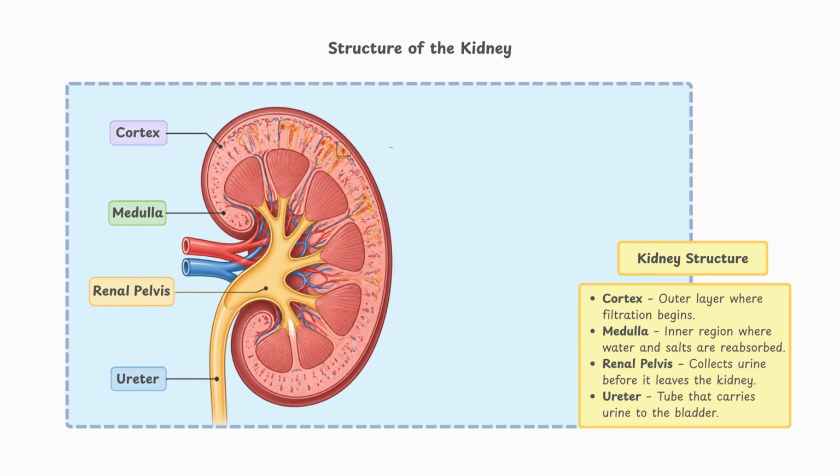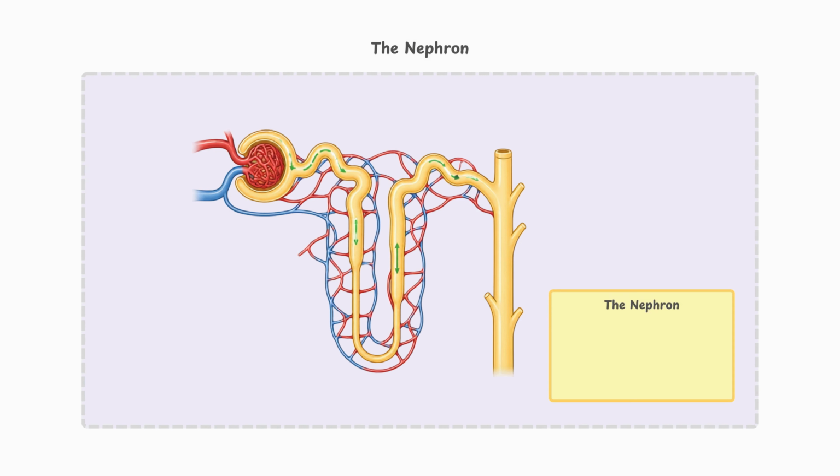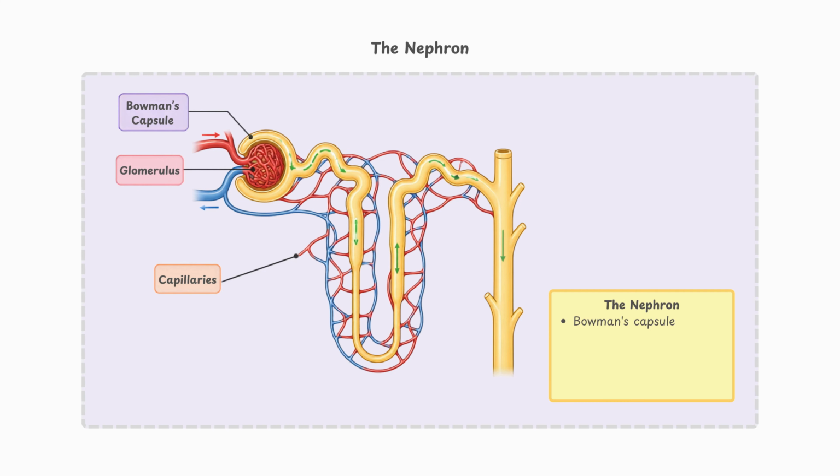Inside every kidney are approximately 1 million nephrons. That is a huge number of tiny filtering units working at the same time. These tiny structures are responsible for filtering blood and producing urine. The nephron is the functional unit of the kidney. This means it is the part of the kidney that filters the blood and helps produce urine. Each nephron begins with Bowman's capsule, which surrounds a cluster of capillaries called the glomerulus. This is where filtration begins.